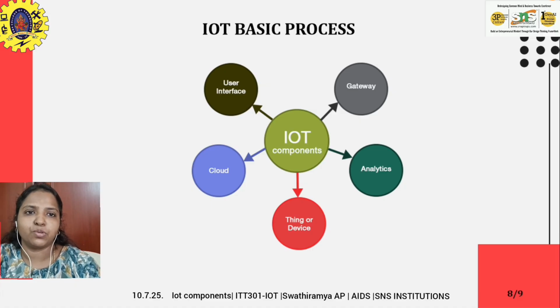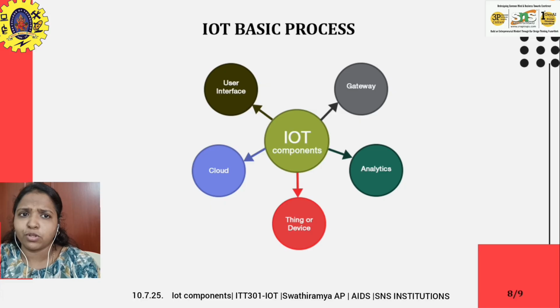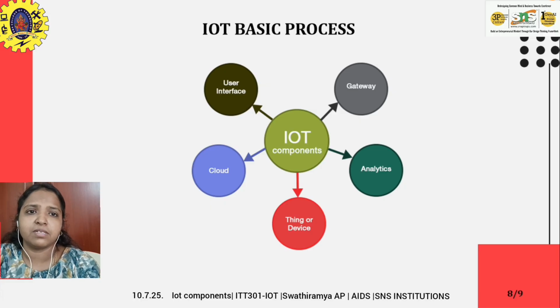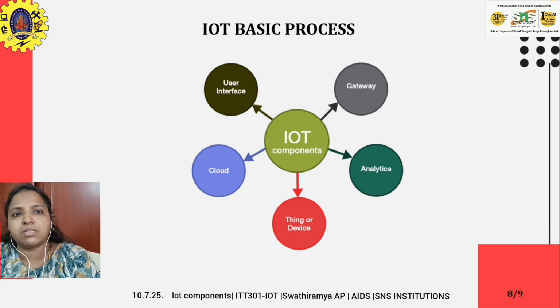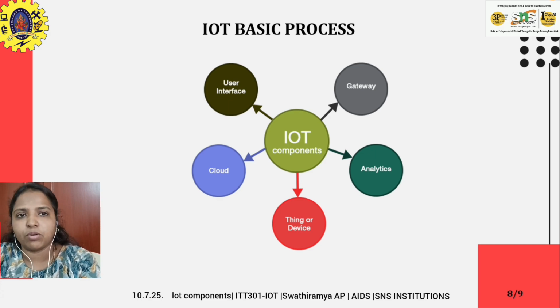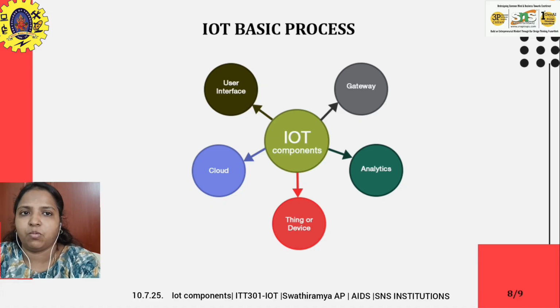Finally comes the user interface. The user needs to know all those things, right? The end purpose is that the user has to control the IoT devices with the help of this data. So the final thing: the IoT system, through a web application or mobile application, presents the data to the users, which helps the user to control or remotely monitor the IoT devices. These are the basic components needed to build an IoT system.